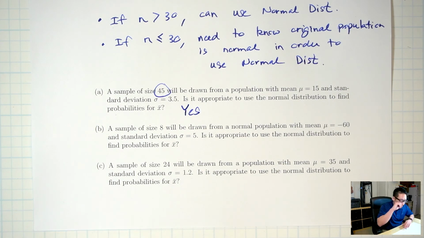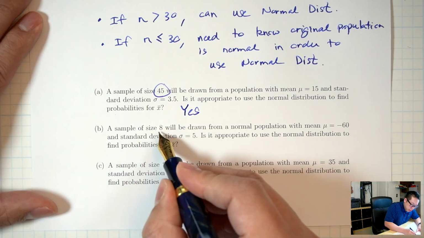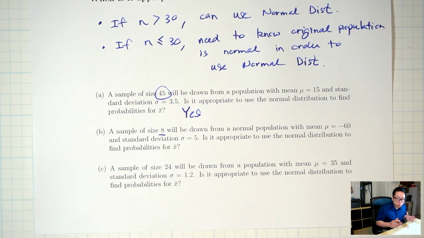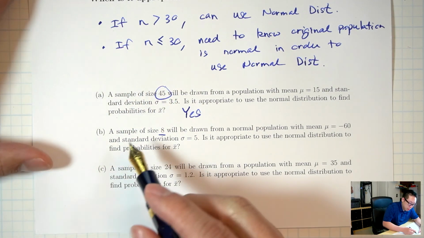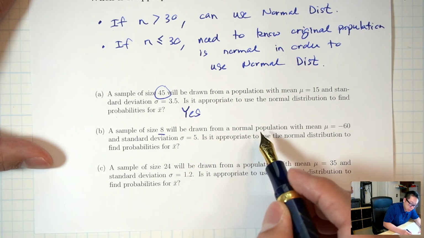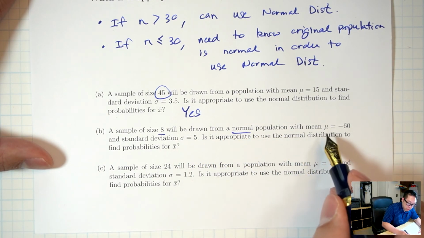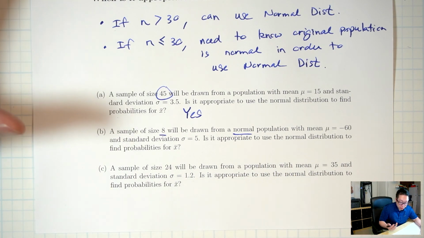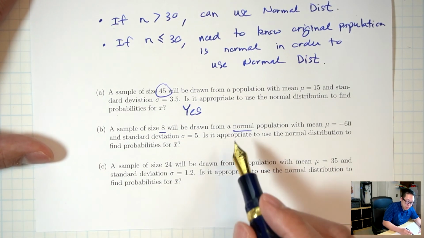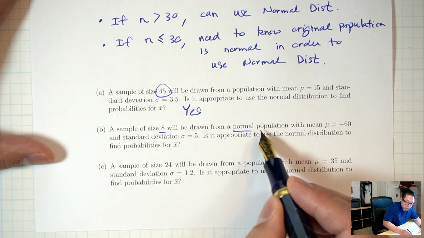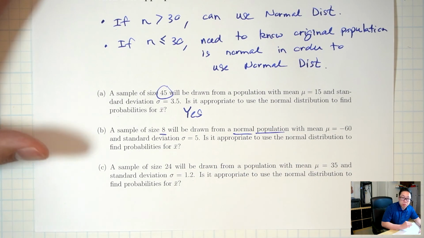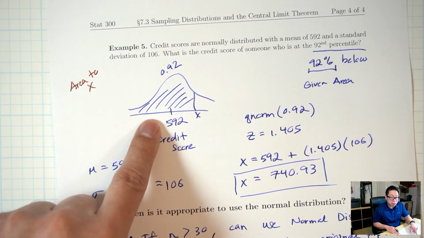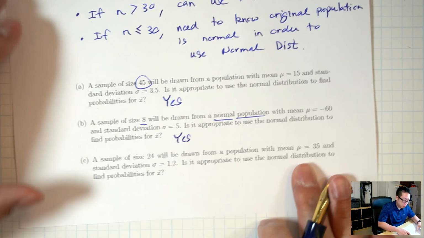Part B, a sample of size 8. Okay, so this is now a small sample size. So I do need to see normal population somewhere else in the problem. A sample of size 8 will be drawn from a normal population. I do see it, with mean this and standard deviation this. Is it appropriate to use the normal distribution? Yes, right? Small sample size, but I do know that the original population is normal. So yes, I can use the normal distribution. In other words, I can draw this picture and I can use pnorm, qnorm.